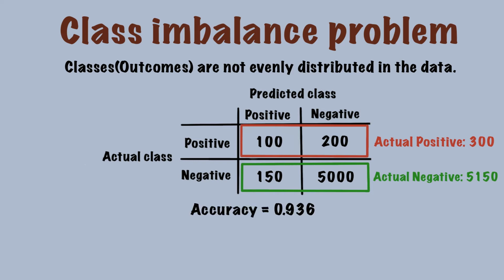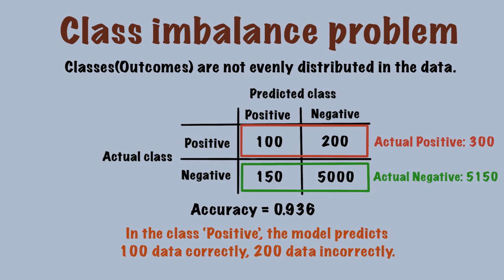The accuracy for this medical test is 0.936. Just to recap, the accuracy is the percentage of correct classification among the dataset. So it's calculated as 100 plus 5,000 divided by the total number of data points. Intuitively, you might believe this model works fine or even wonderful because the model can classify 93.6% of data correctly. But is the model really that good?